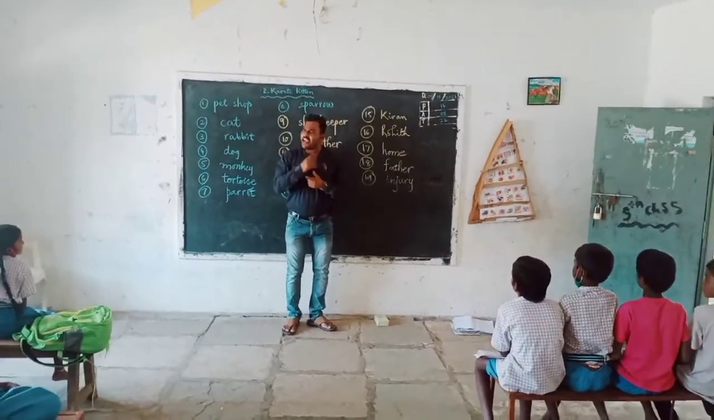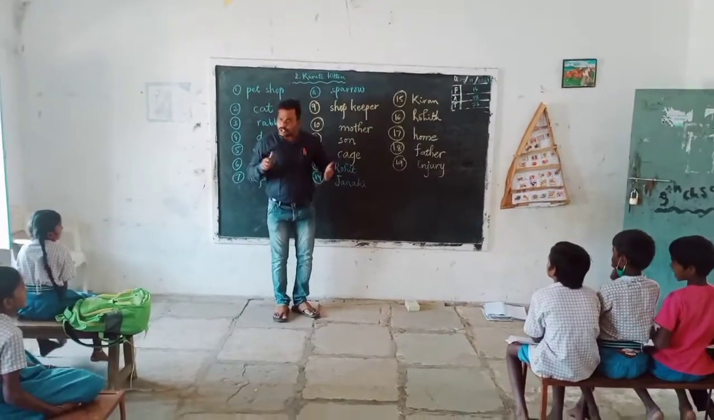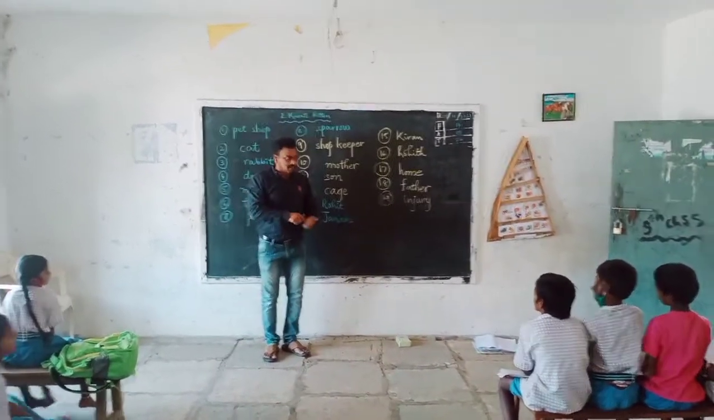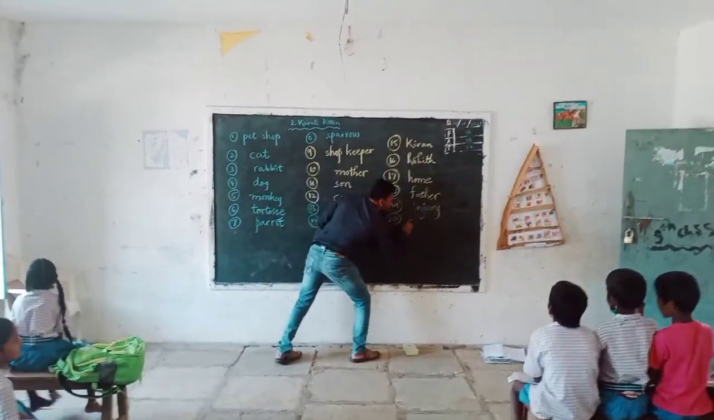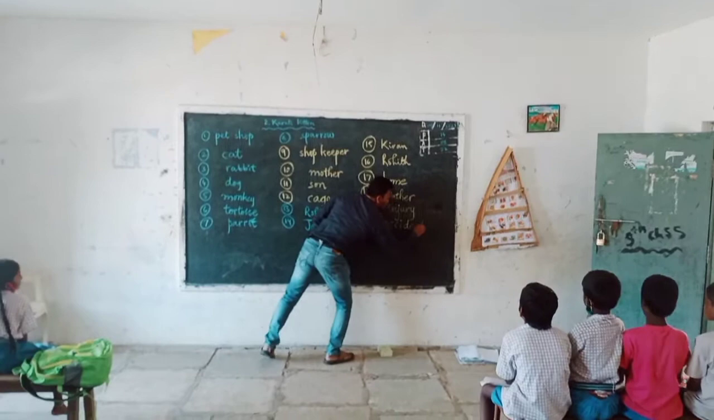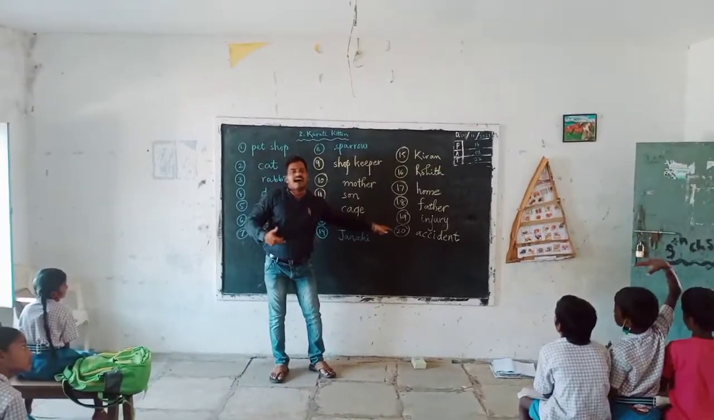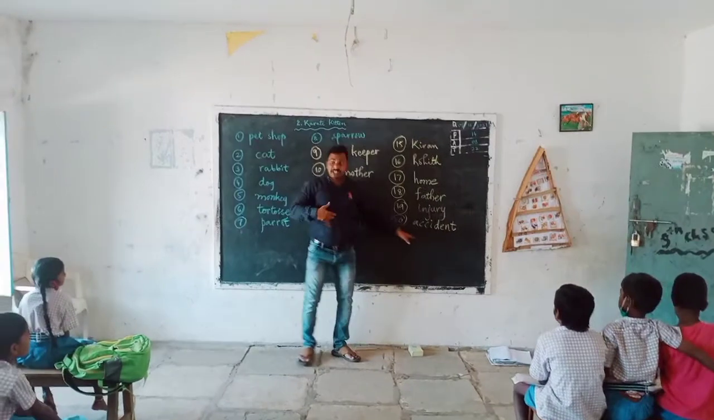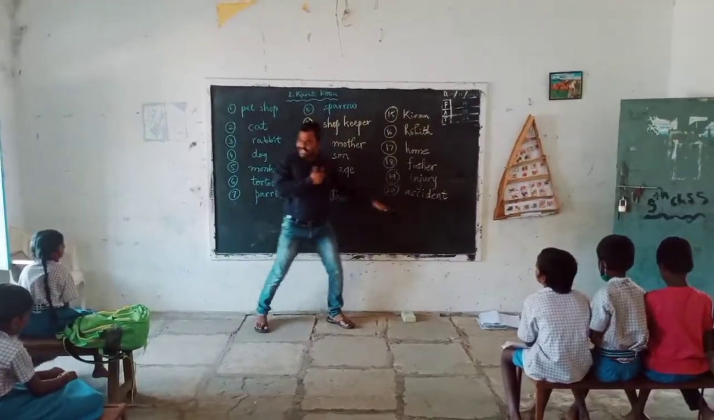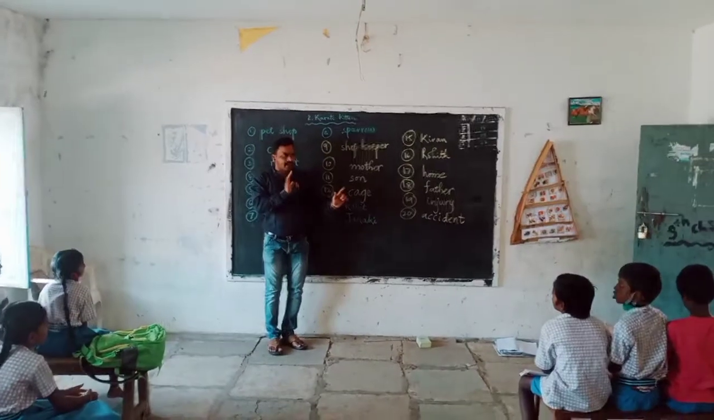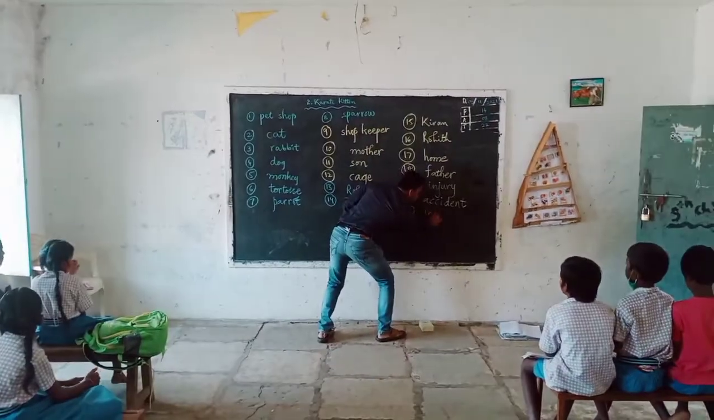Then Kiran asked, how did your father get an injury on his head? Did your father meet with an accident? Accident means when two different vehicles hit each other. No, his father hasn't met with an accident. It is an incident.